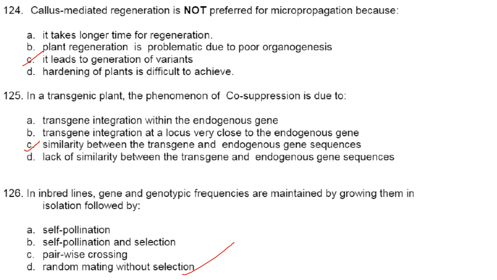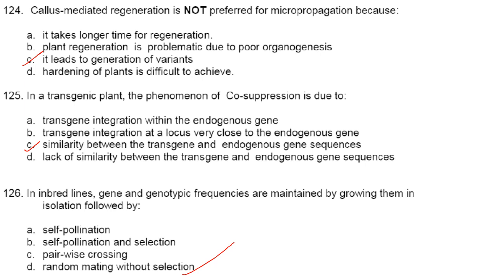Then next one. Callus mediated regeneration is not preferred for micropropagation because the direct regeneration protocol is ideal for micropropagation to obtain large number of elite seedlings because the buds and the shoot originate directly from the epidermal cells bypassing the callus phase. And if callusing is there, it can lead to generation of variants. So answer is option C, that is it leads to generation of variants.